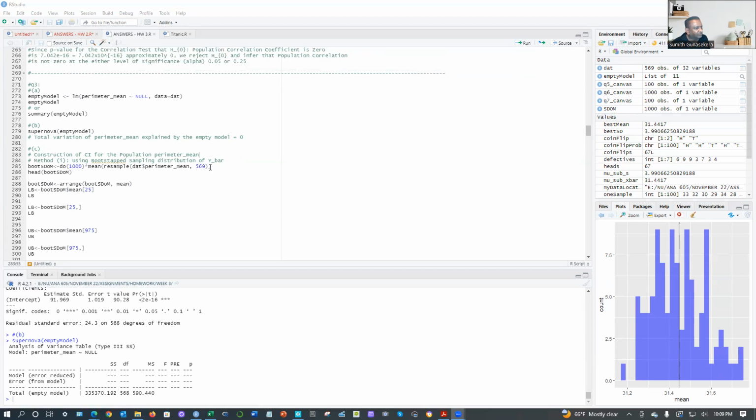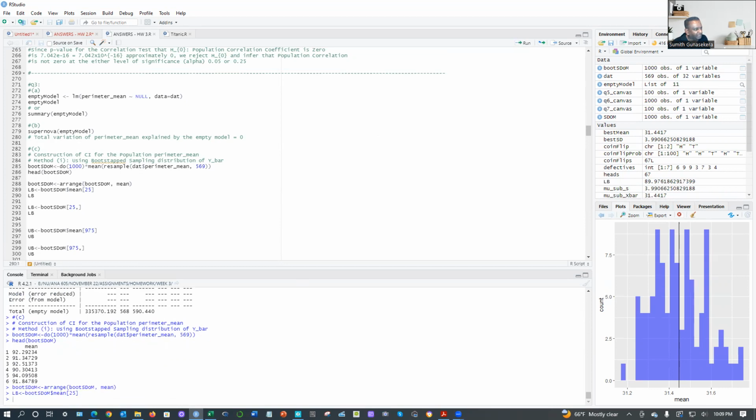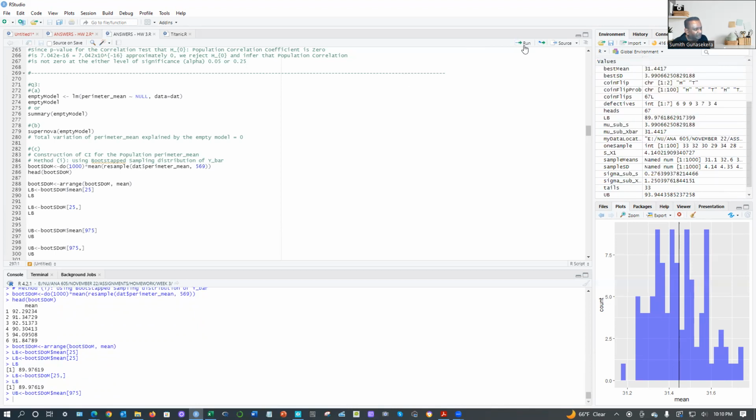Okay, so for the confidence interval, I have 569 observations. I go to data, perimeter, resample, head, bootstrap. See, these are the perimeter means. Then I arrange and put it back. I arrange and find the lower bound, which is the 25th one of the bootstrap means, 89.976. And another way to do that: the upper bound is the 975th one.